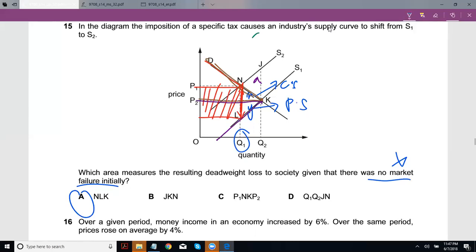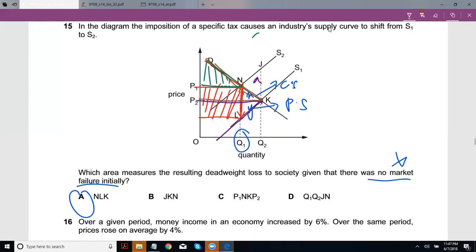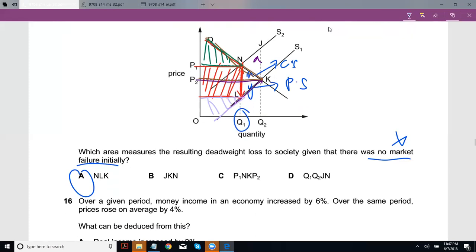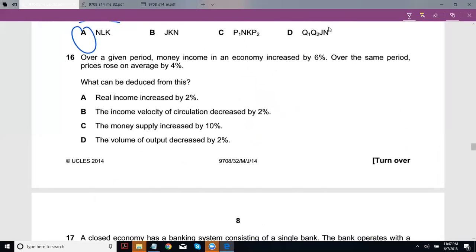Now your consumer surplus goes to this. Your producer surplus, although the diagram is getting a little messy, goes to this. The red is the government tax revenue, so that goes to the government, but X and Y aren't taken by anyone. So good job, Bilal. Finally.